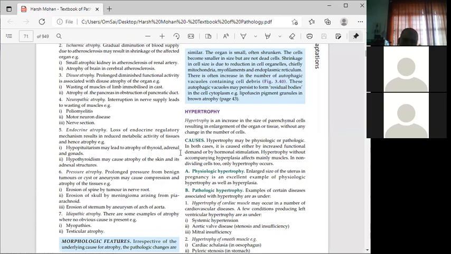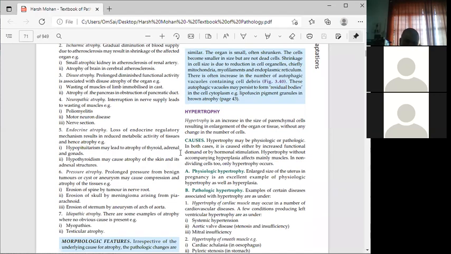Hypopituitarism may lead to atrophy of the thyroid, adrenal and gonads. Hypopituitarism means that the pituitary gland, whatever hormones it releases, goes into a lower level condition, and in that condition it can cause atrophy of the thyroid, adrenal and gonads.